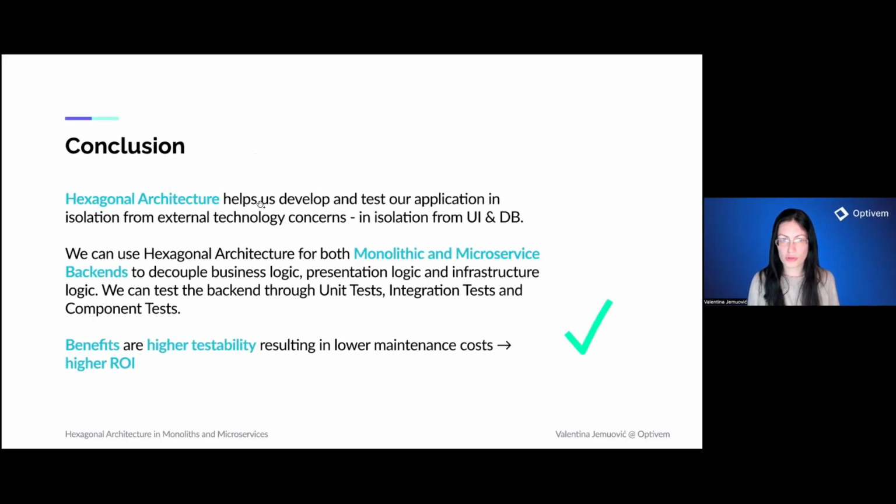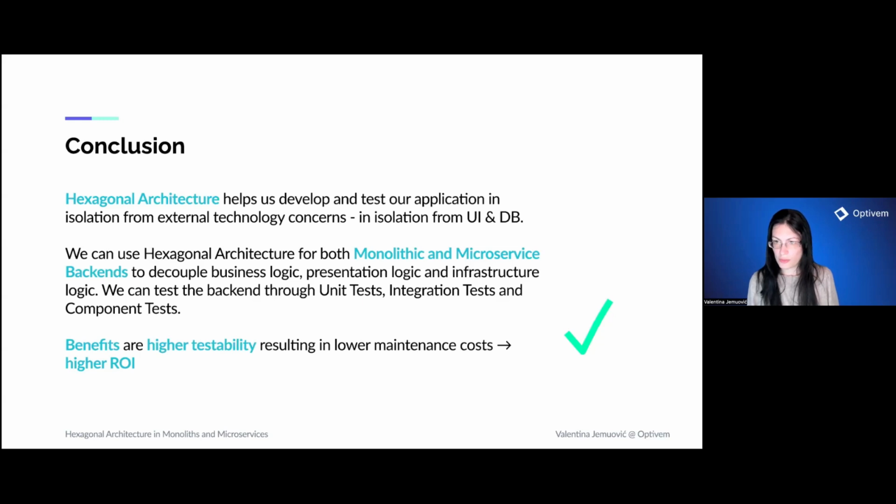So to conclude, hexagonal architecture helps us develop and test our application in isolation from external technology concerns, in isolation from UI and database concerns. So in the case of Spring applications, it means that we want to be able to test business logic in isolation from REST API controllers and in isolation from Hibernate and any HTTP web clients, etc.